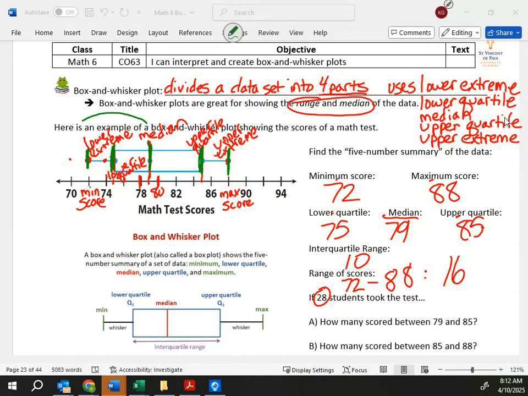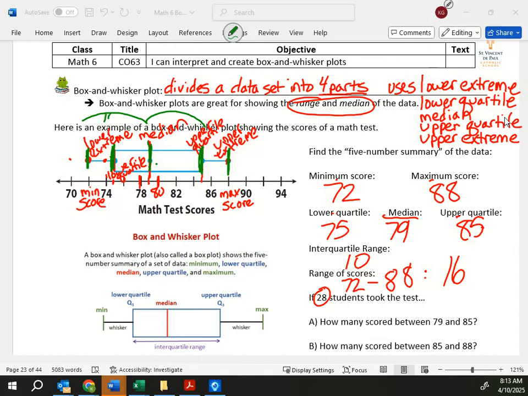Who can tell me how many scores are below the median? James? If there are 28 scores and our median is the middle, how many scores would be below the median? 14. How did you get 14, James? Because median is in the middle. So what did you have to do to that 28 scores? I divided 28 by 2.